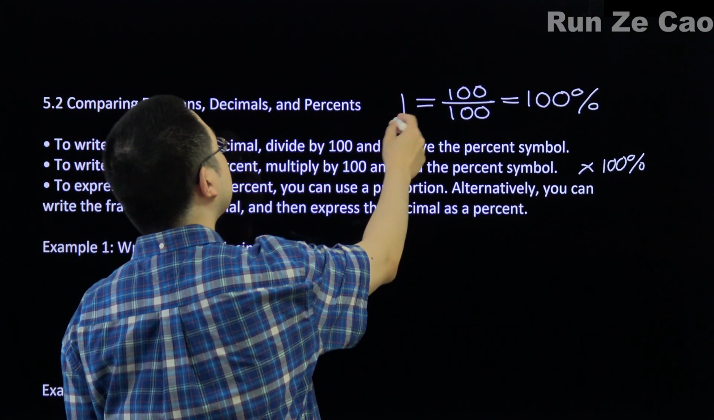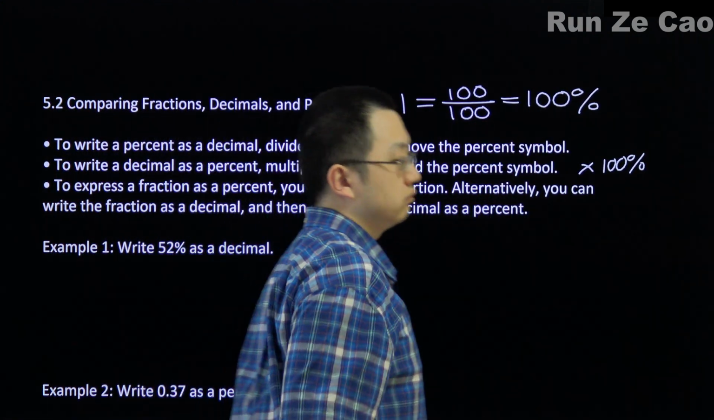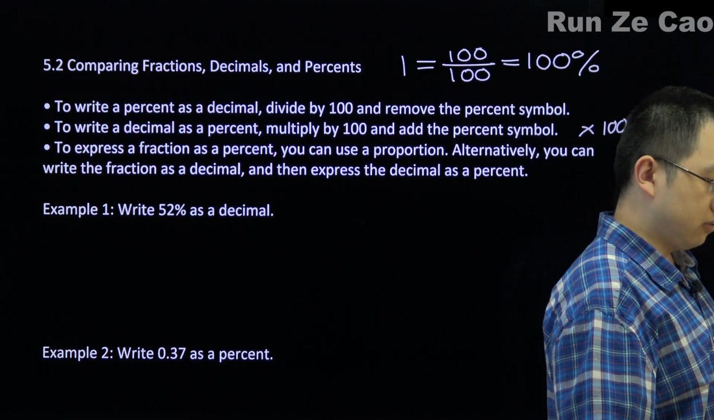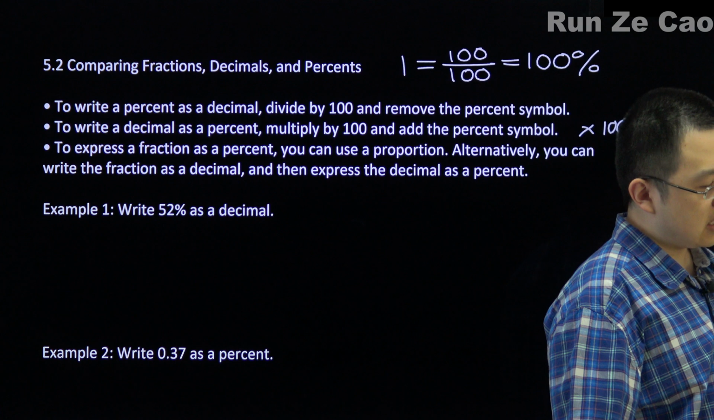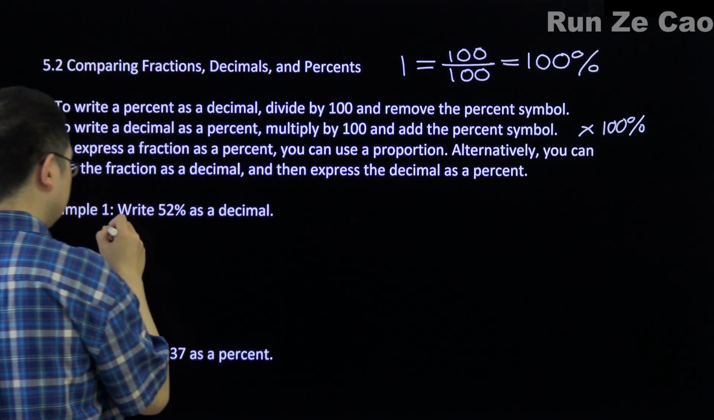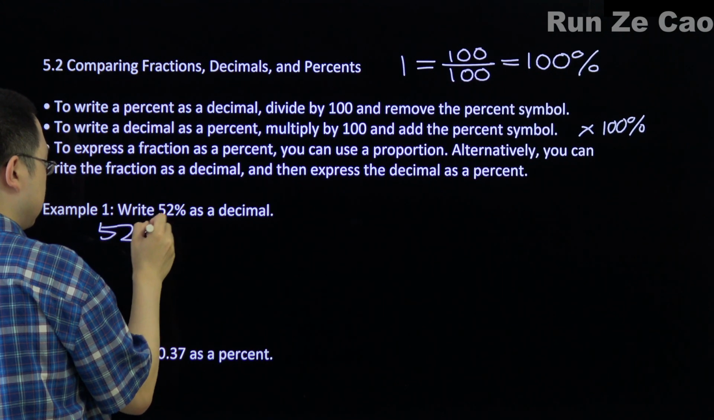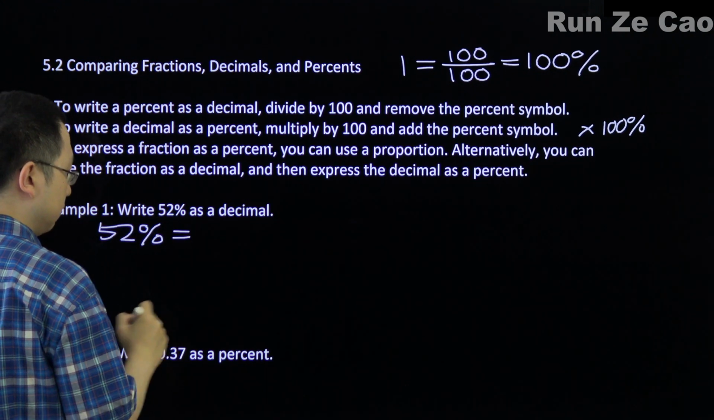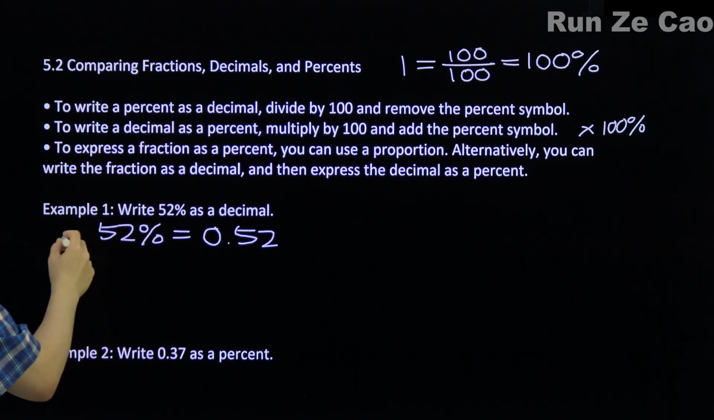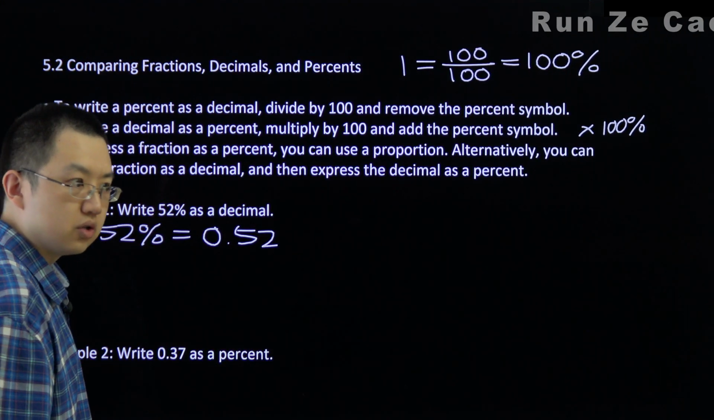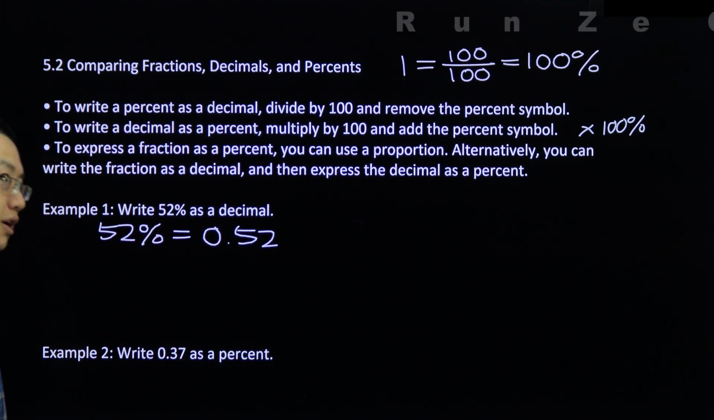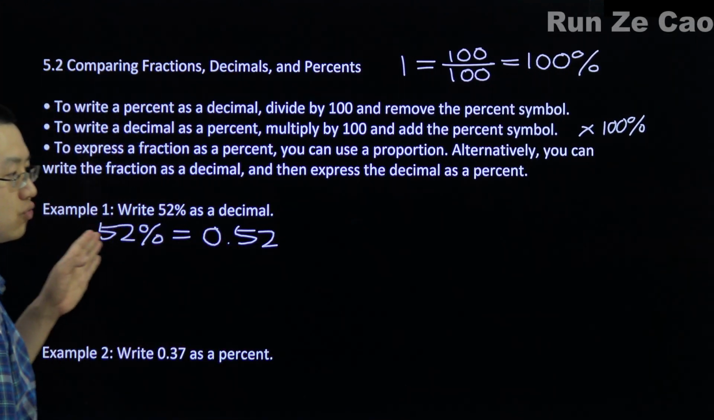Or 1.00 equals this. That works too. Now, write 52% as a decimal. 52% is equal to 0.52. It's 52 parts out of 100. So divide by 100 means you move the decimal point 2 places to the left.